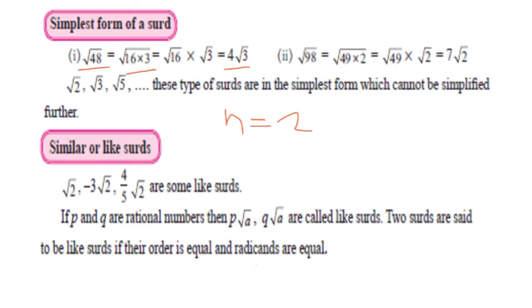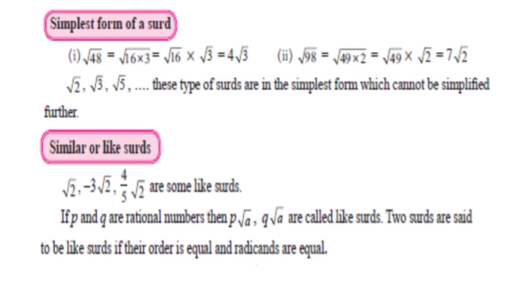Second example, square root of 98. Here also order is 2, means n is equal to 2. 49 into 2 means 98. Square root of 49 into square root of 2, and square root of 49 is 7. Therefore 7 root 2. Root 2, root 3, root 5 and so on. This type of surds are in the simplest form which cannot be simplified further. Root 2, root 3, root 5 are irrational numbers.